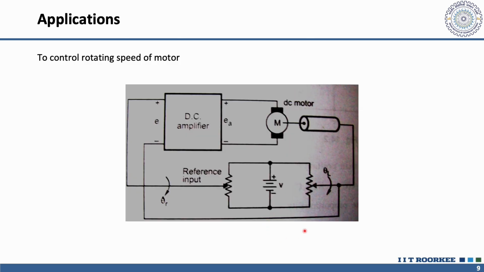This can be used to control the rotating speed of a motor. What is done here is, this is the potentiometric error detector, and the error signal is first amplified, and this potential is applied to a DC motor. When we rotate the controlled shaft, this error signal changes, which means the potential between the terminals of the DC motor changes, and hence the speed of this motor changes.